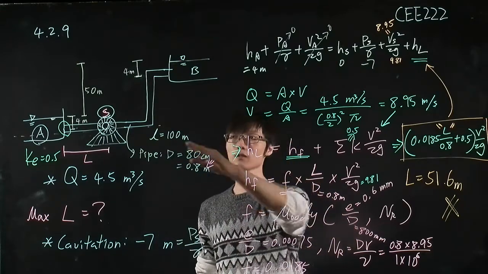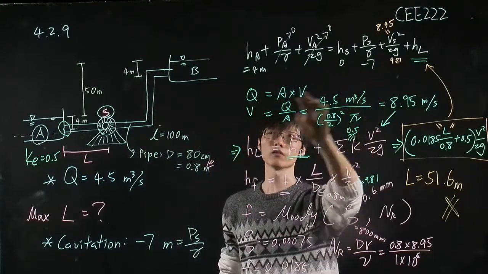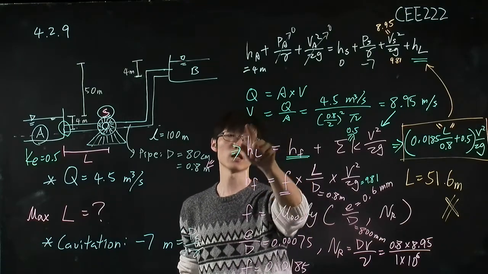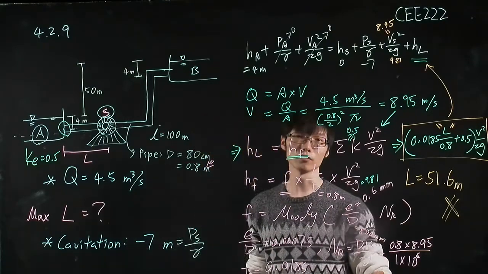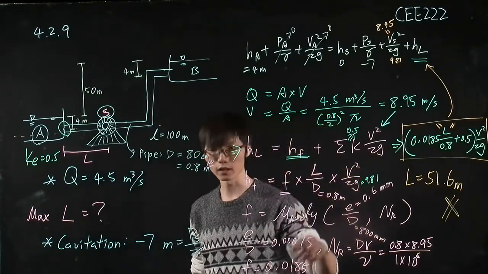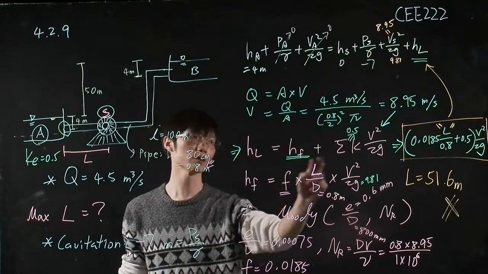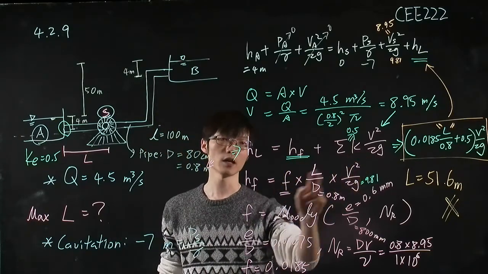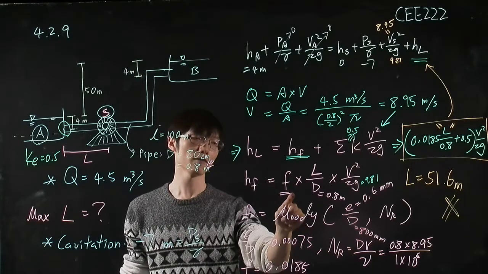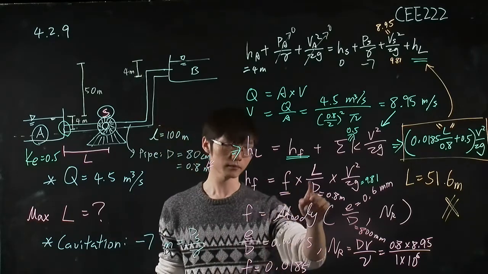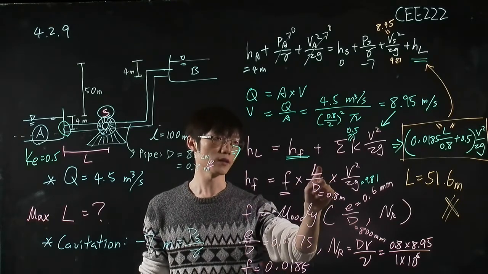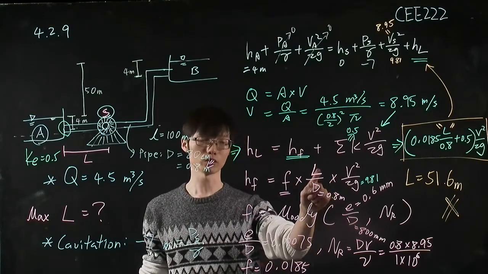You simply plug in all the information, and use the flow rate to calculate the velocity. Then you use this velocity to further calculate the head losses. In these head losses, we consider the friction loss and the minor losses. For the friction loss part, you need to use the Moody diagram to solve for the f factor. And because of this friction loss, we have this L parameter that we want to solve.